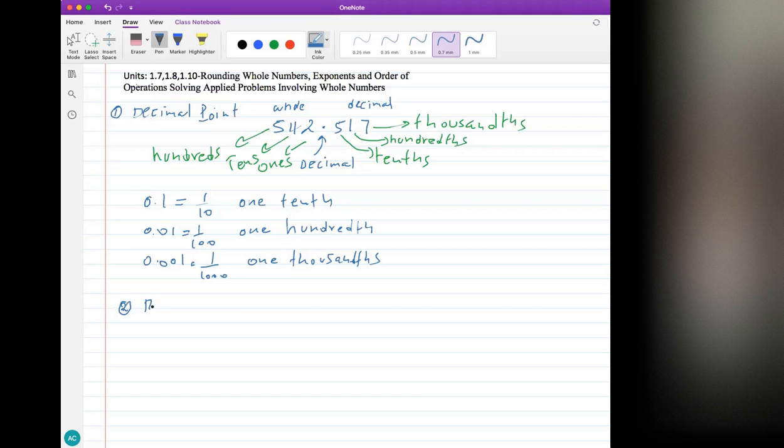Now let's see how to round decimals. When you have, for example, 1.78, a decimal number with 7 and 8 after the point, let's round this to the nearest tenth. First we need to locate the digit that's in the tenths place.